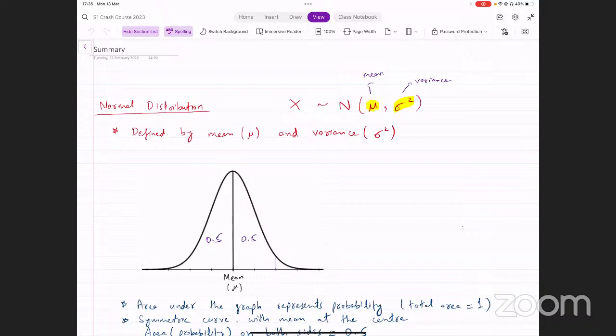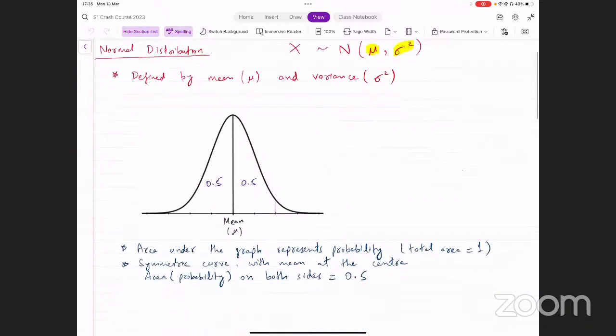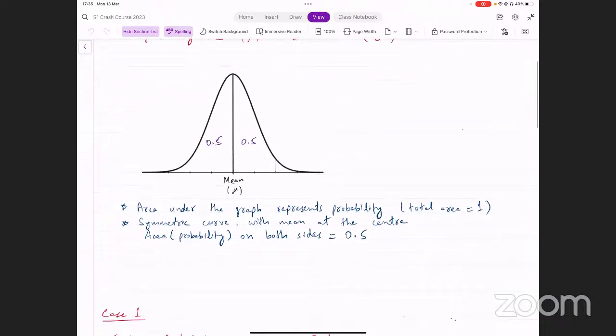So what have we done in normal distribution until now? We've talked about how the normal distribution looks like, the curve, how it's symmetric, how the area under the graph is 1, and how we calculate probabilities using this curve.